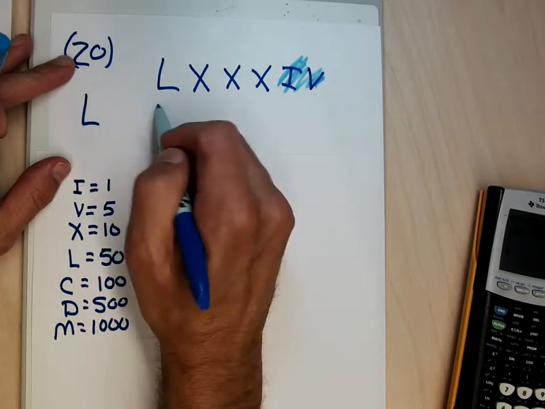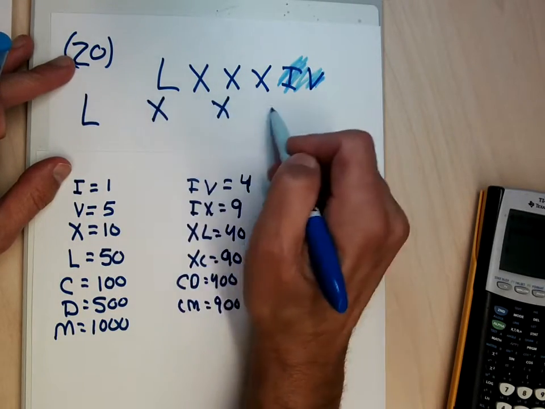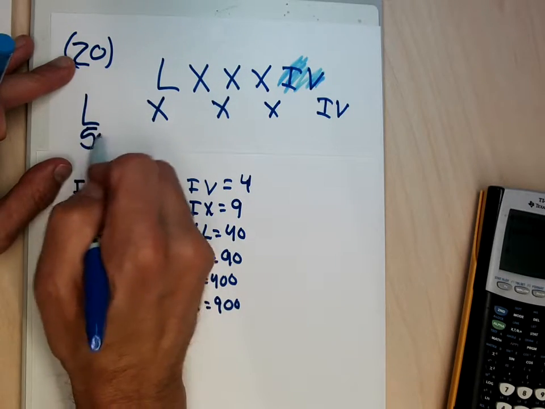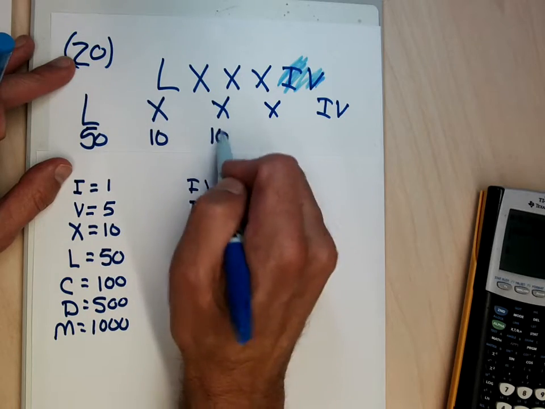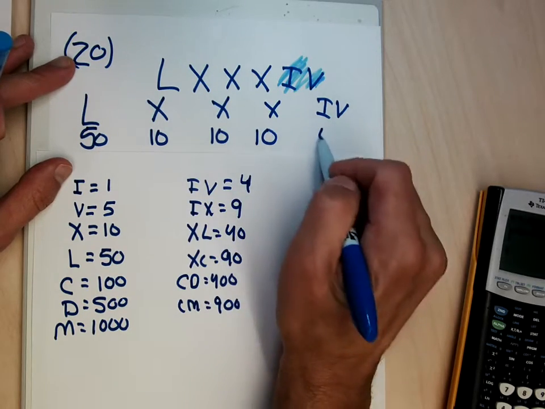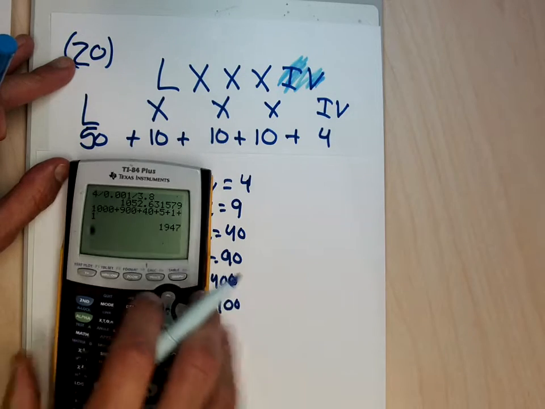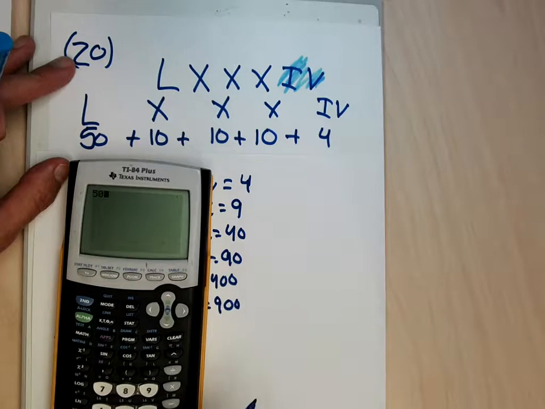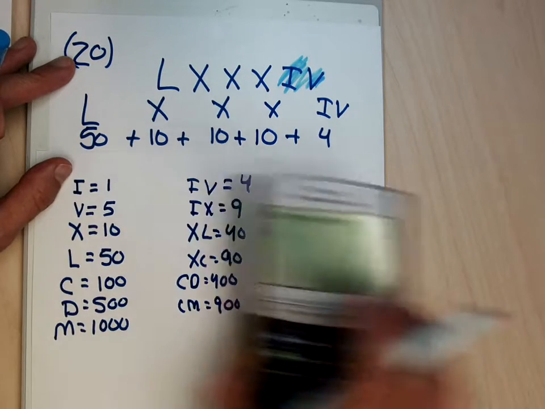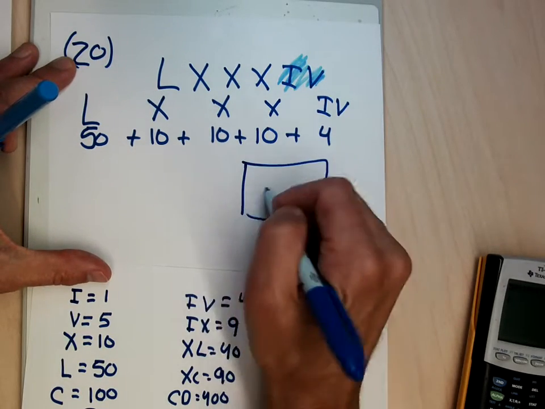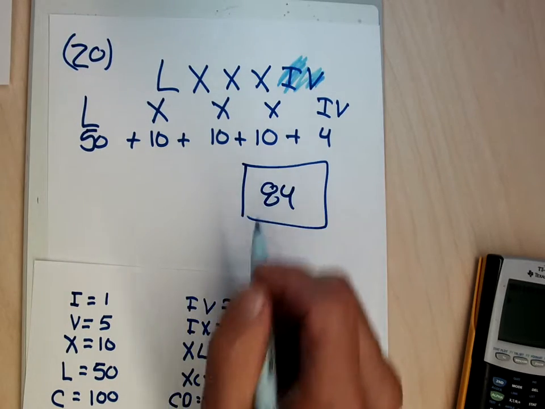And then I'm going to find a value for L, X, X, X, and IV. L is equal to 50. Each of the X's is equal to 10. And the IV is equal to 4. And I just need to add these up. I don't need my calculator to know that that's 84. But I could go 50 plus 10 plus 10 plus 10 plus 4, and get my answer of 84 for problem 20. So as a Roman numeral, problem 20 is equal to 84.